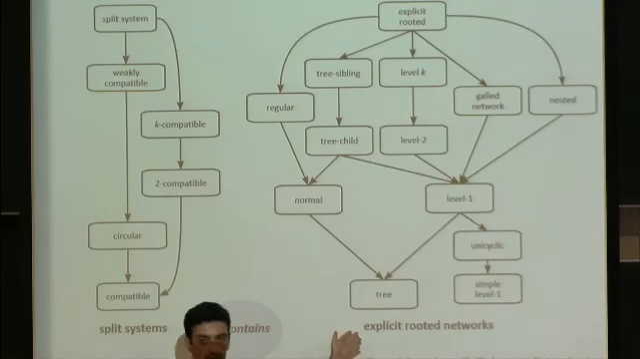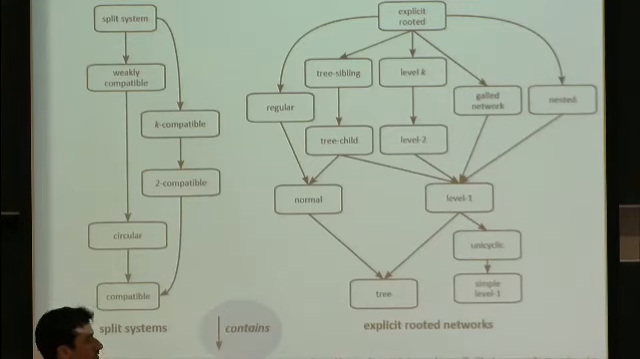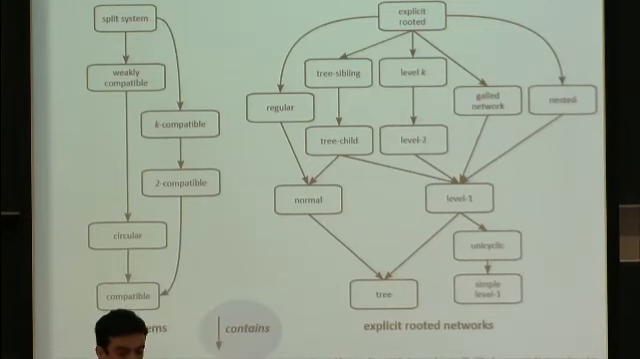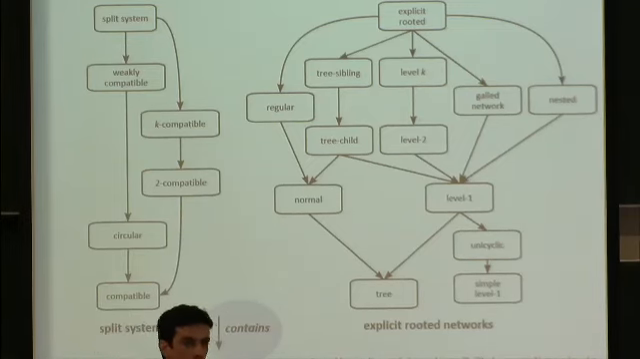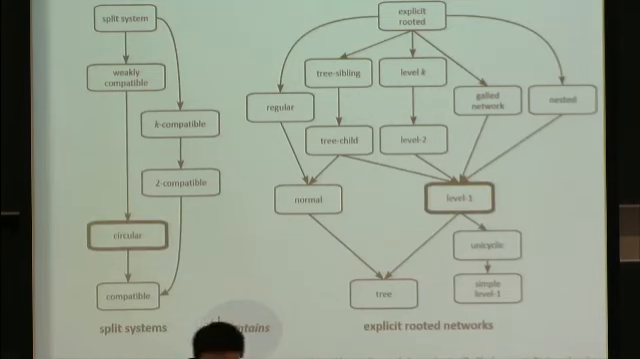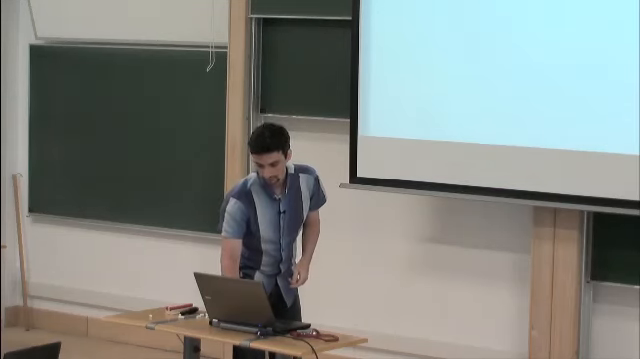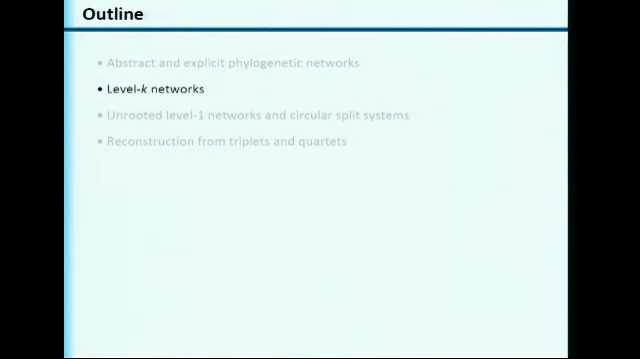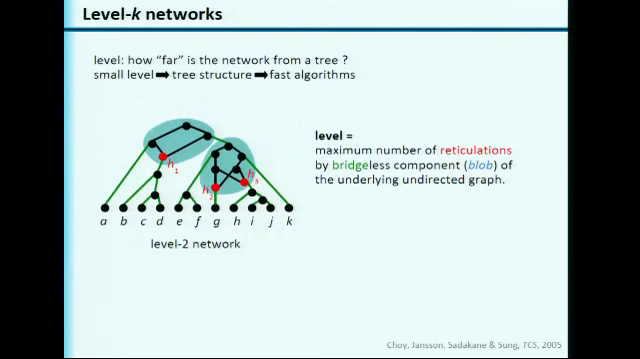And you also have different restrictions on explicit rooted networks, which were introduced both to model biological constraints and also to get fast algorithms to reconstruct them. And I will focus more on those two classes of restricted networks. So what are those level K networks? In fact, you can define the level in the following way.